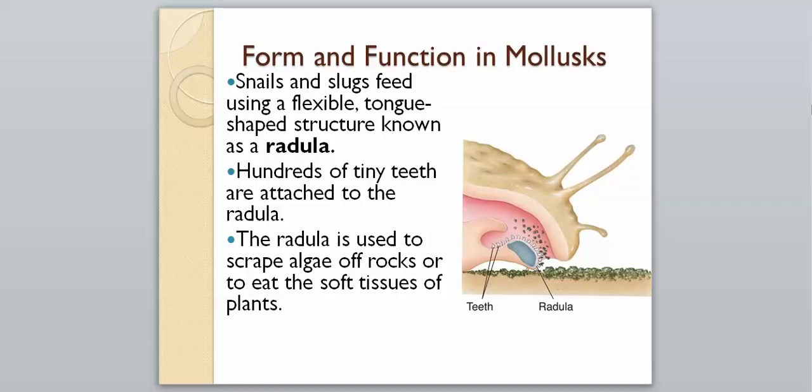Some specific structures will help them feed. One thing is called a radula, and that is found in snails and slugs. It is a flexible tongue-shaped structure, and it contains hundreds of tiny teeth, and they use that to scrape algae off of rocks or to eat the soft tissue of plants. You might not have known this, but a snail actually has a very weird kind of mouth-like feeding structure there. The radula is basically like a tongue with teeth on it, and that's how they feed.